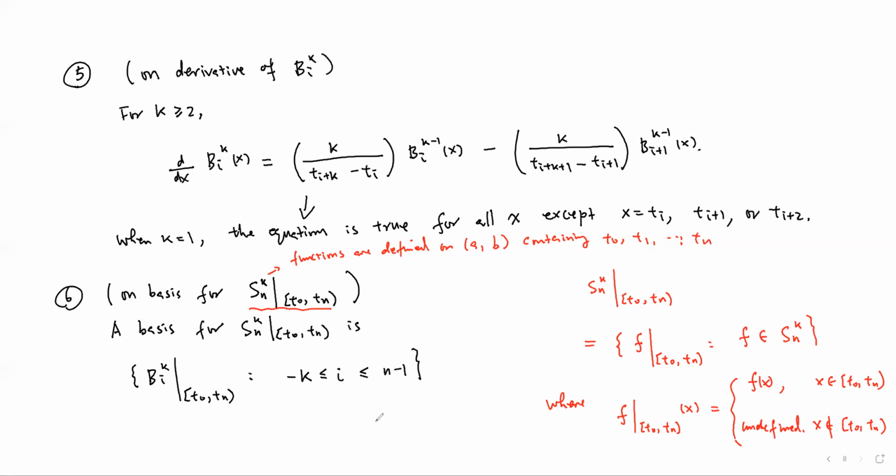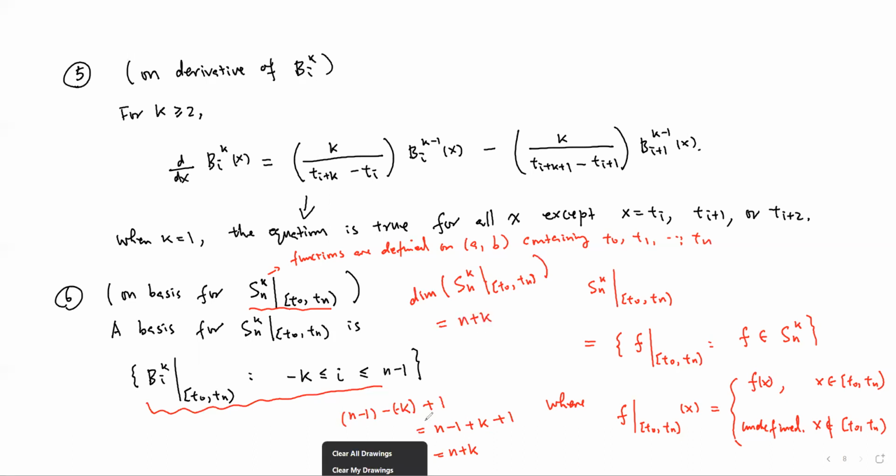So in this set, how many functions do we have? We have n minus 1 minus negative k, then plus 1, which is n plus k. So this basis has n plus k functions. Therefore the dimension of this space is equal to n plus k, because the basis contains n plus k elements.